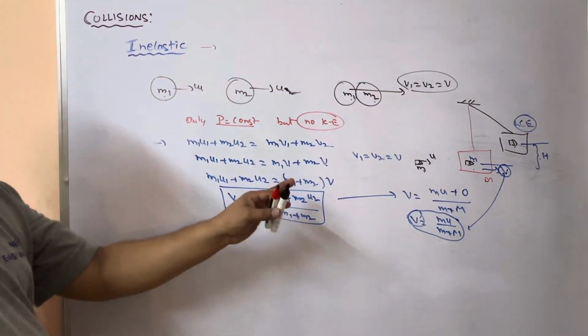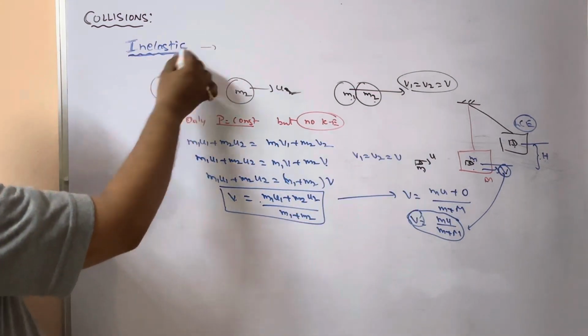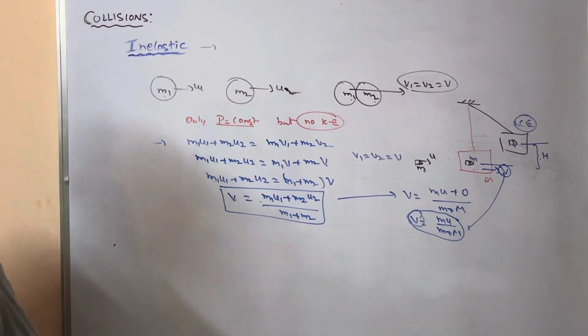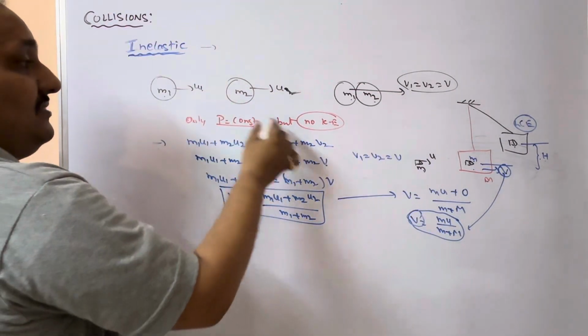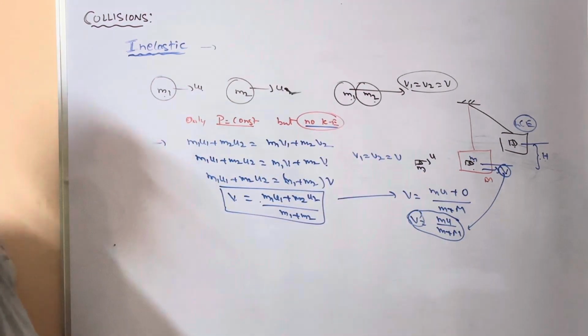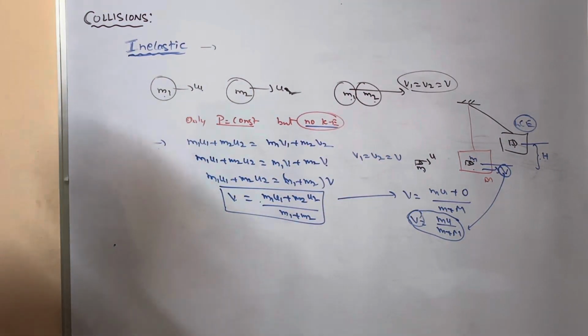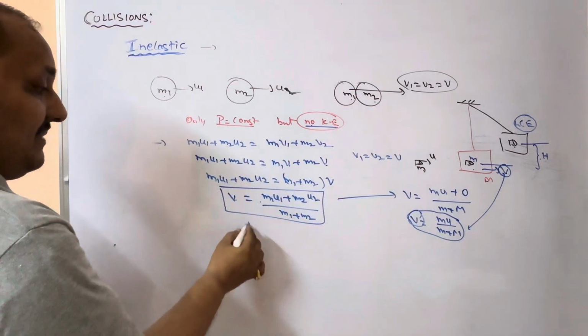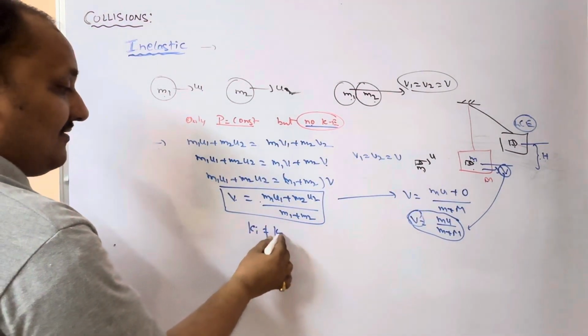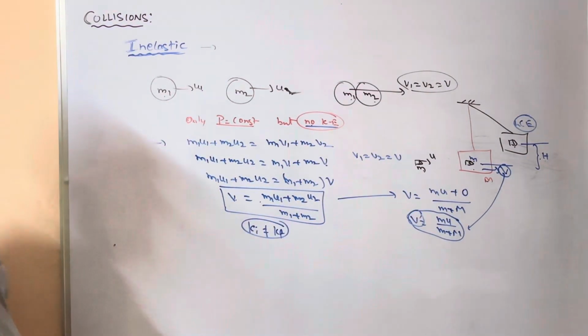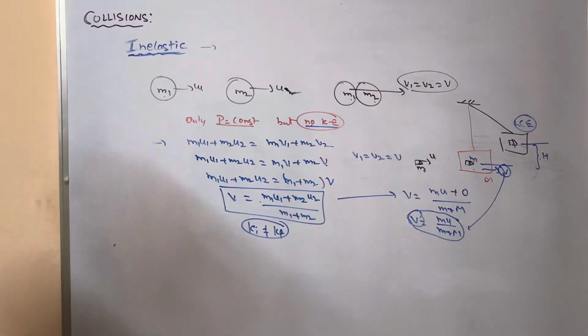So this is during the collision. Which collision? Inelastic collision. In an elastic collision, kinetic energy is also conserved, therefore there is no loss. But here kinetic energy is not conserved, which means initial kinetic energy is not equal to final kinetic energy. Therefore some loss of kinetic energy will be there.